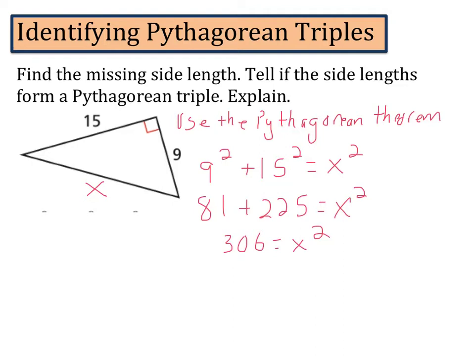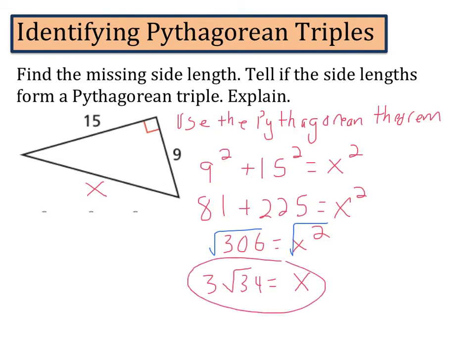Now, if I solve for x squared here and take the square root of each side, what I'm going to be left with is 3 times the square root of 34 equals x. So this is my hypotenuse for this triangle. Now, it's not a whole non-zero number, so therefore this is not a Pythagorean triple. Once again, this is not a Pythagorean triple because 3 times the square root of 34 is not a whole number.